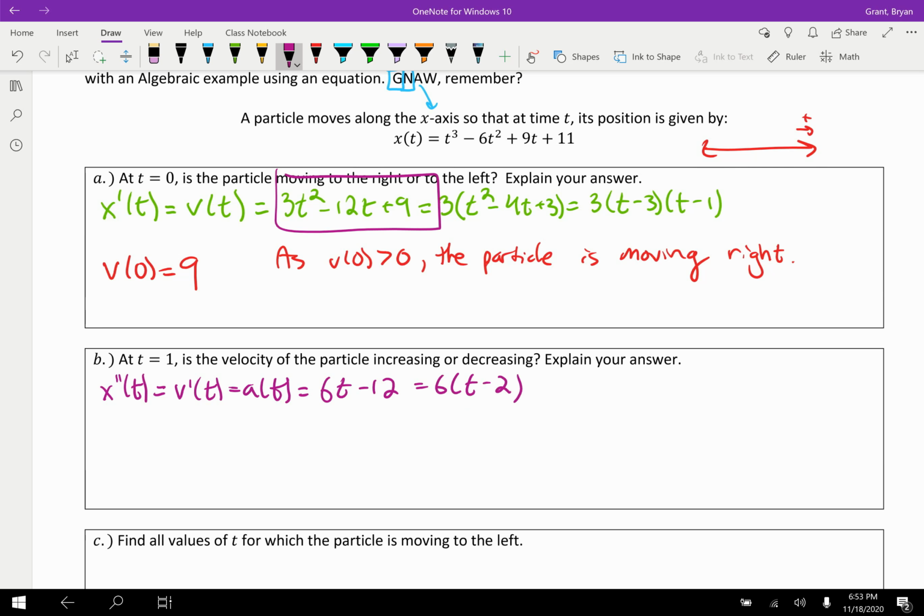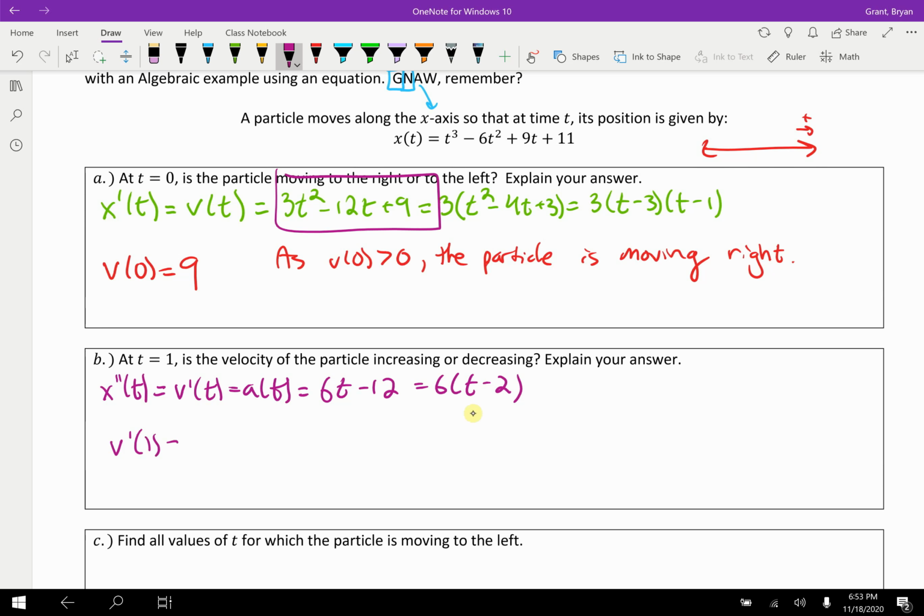At t equals 1, is the velocity increasing or decreasing? Well, we should probably just find, and I'm going to use v prime, because they're not really asking about acceleration here. I mean, they are, but if you're asking increasing, decreasing, really they're just asking about the derivative of the function, so I'm just going to keep v prime. You'd get credit for any of those, though, not a big deal.